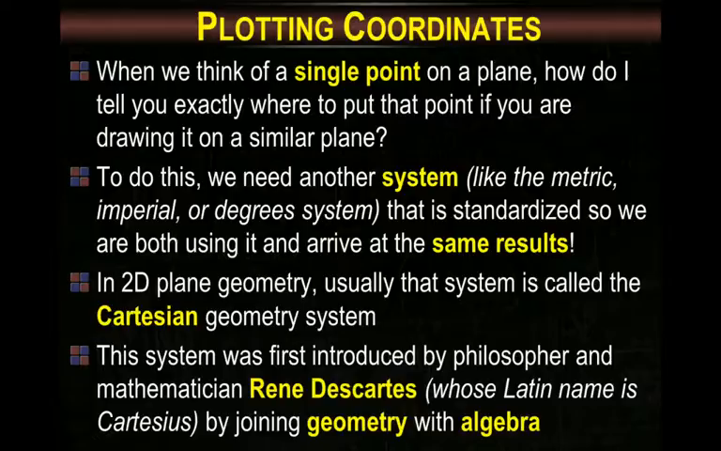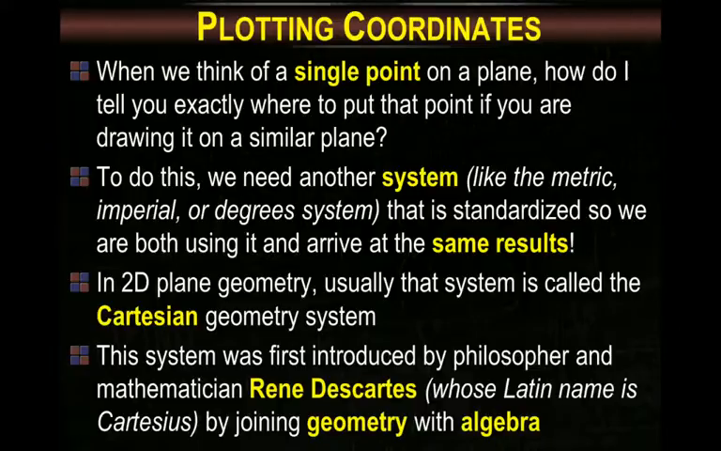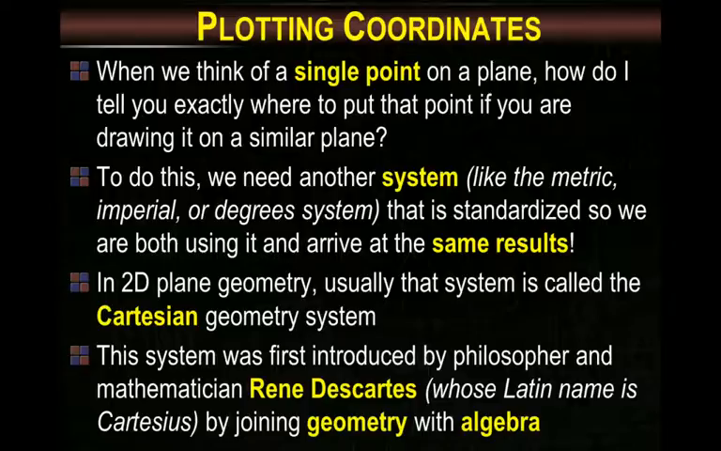Well, in geometry, the system we use is called the Cartesian geometry system. This was actually introduced by a philosopher named René Descartes, okay? Who in Latin, his name is more Cartesius, okay? That's the way it's pronounced in Latin. And that's where the word comes from. And what he did was he kind of joined up geometry with algebra, what we studied in our last unit. And he came up with this system called the Cartesian geometry system. And it's the one we still use today.